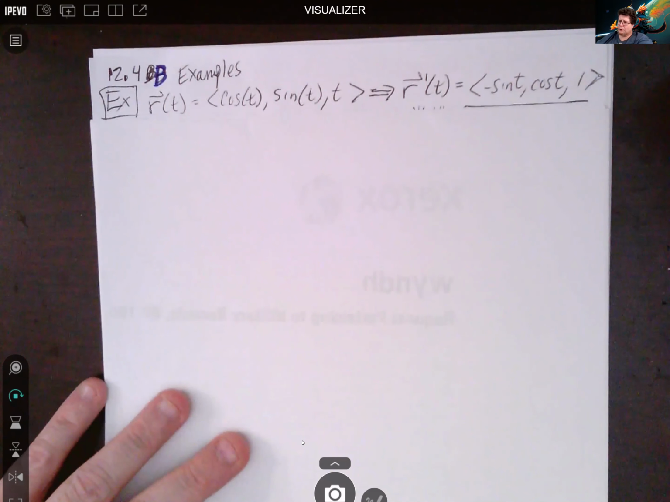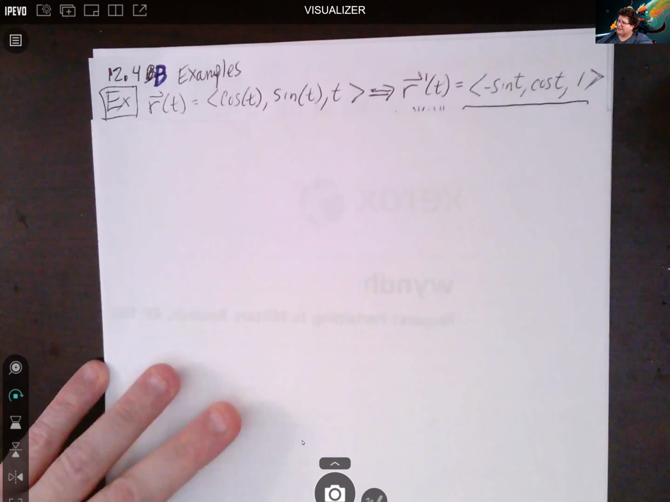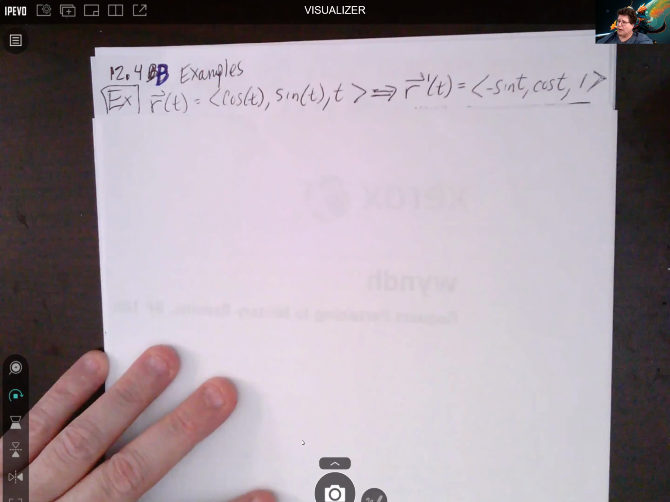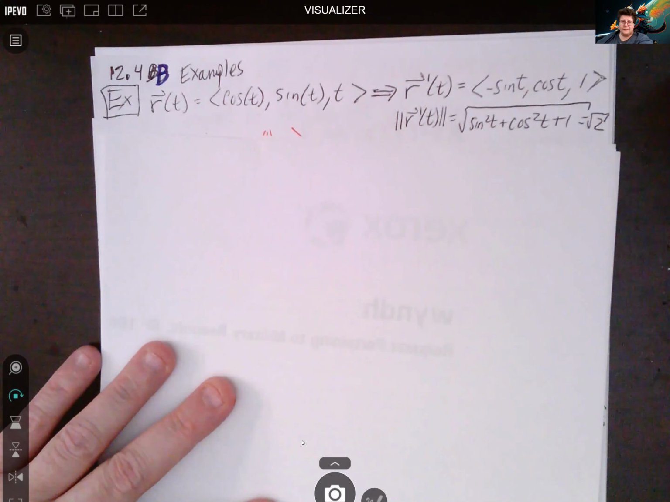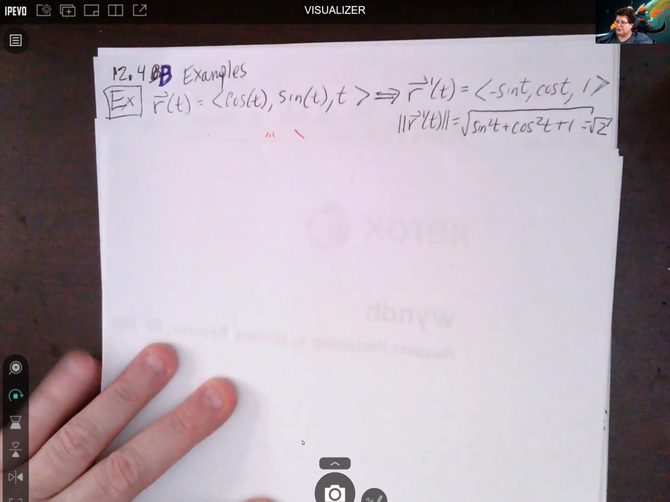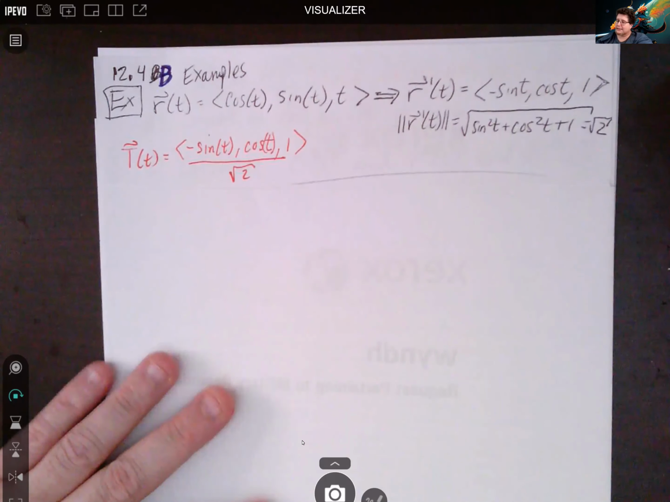We're going to start with our example using cosine t, sine t, and t for r. So our first derivative is r prime. We take the derivative, and we have negative sine t, cosine t, and 1. If you take the magnitude of r prime, you have the square root of sine squared plus cosine squared plus 1, which equals the square root of 2. So we can find our tangent vector by dividing r prime by its magnitude, and we get the tangent vector is this.